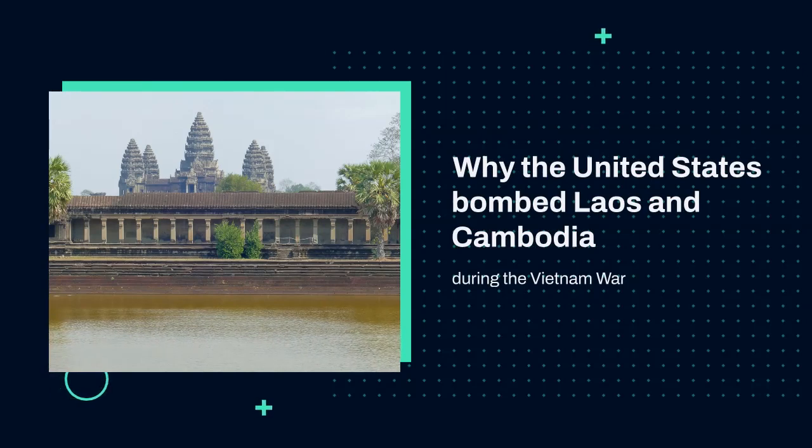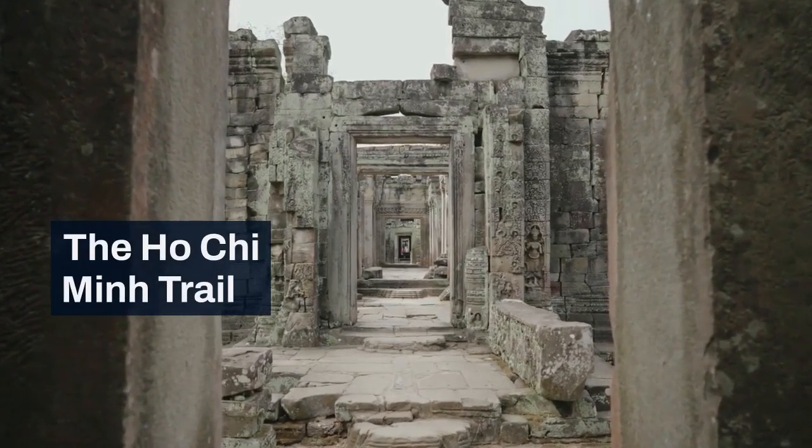We're talking about why the United States bombed Laos and Cambodia. This happened during the Vietnam War. It's a topic with a lot of impact. Let's get into it. The main reason was the Ho Chi Minh Trail.